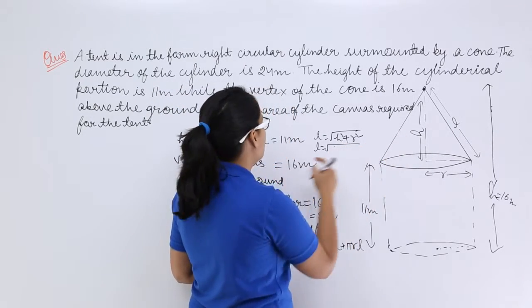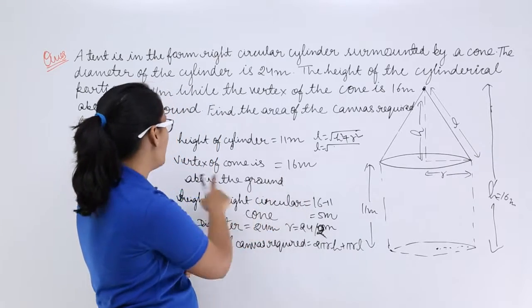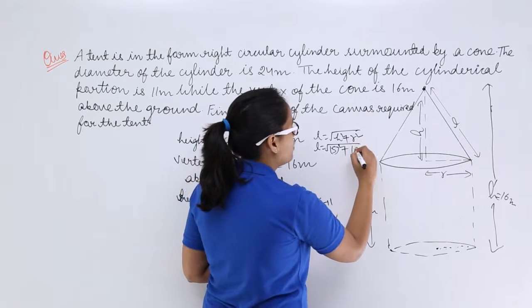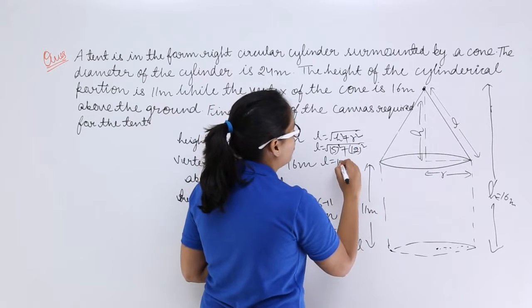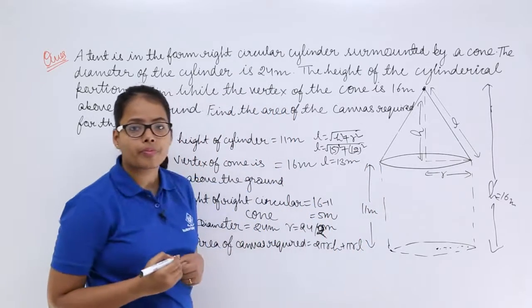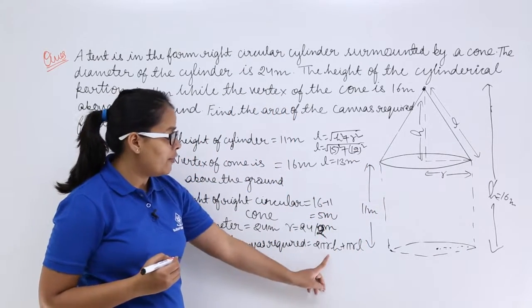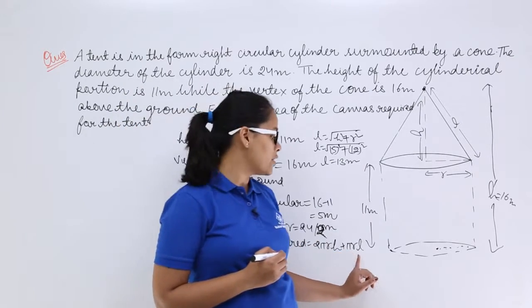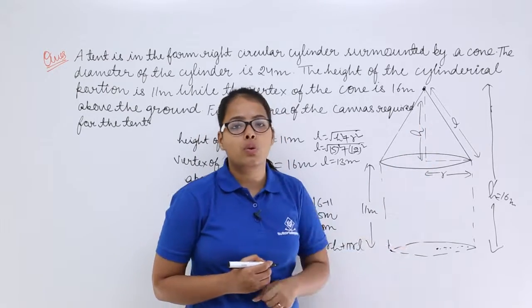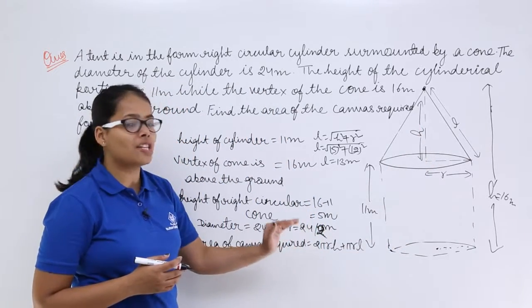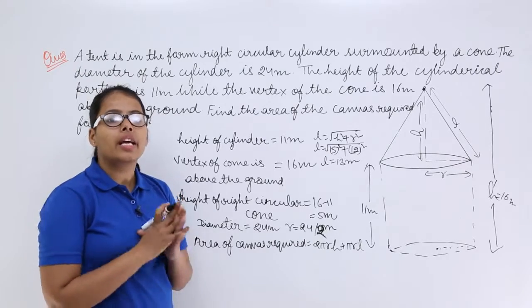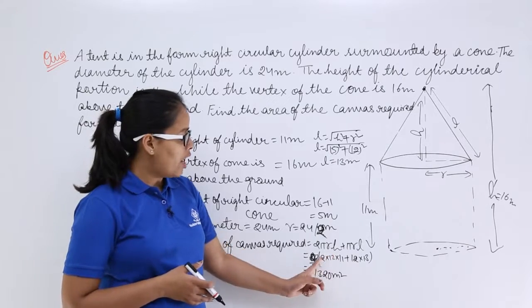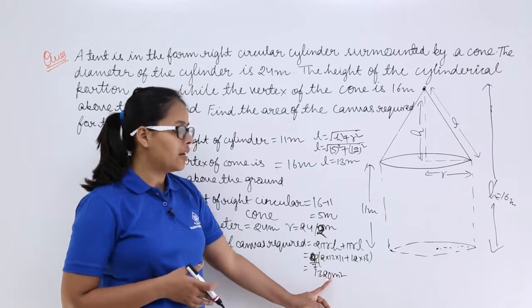So H square, H is coming out to be 16 minus 11, which is 5. 5 whole square plus R is 12 whole square. So this length is going to be 13 meter. Now you know the value for R, you know the value for height of the cylinder, you know the value for radius of the cone and you know the slant height of this cone. Let's put the values for R, H and L in this equation to calculate the canvas area required. When you solve this, you will get 1320 meter square.